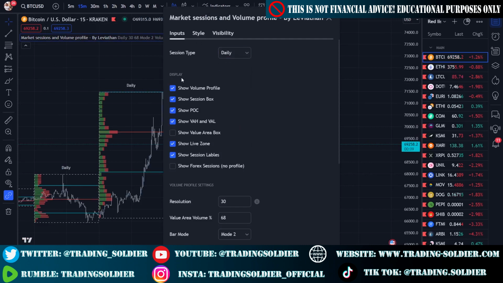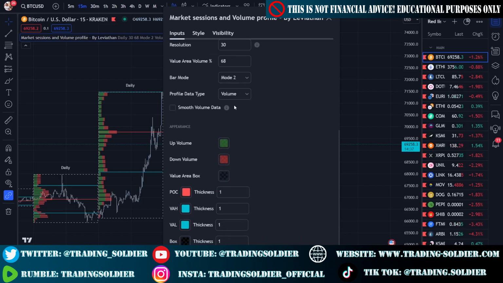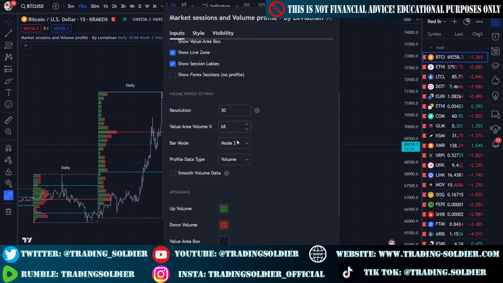Also, you want to have all these options enabled that I have here: the VAH and the VAL, the POC, which is very important, the session box also, the live zone, and the session labels. Another important thing is that you need to switch the value area volume to 68%, because by default it comes at 70%, but I prefer to use the 68% value area volume. And all the other settings are these ones.